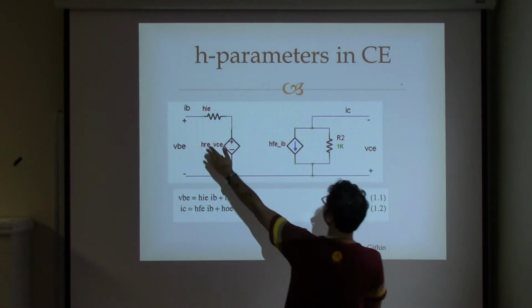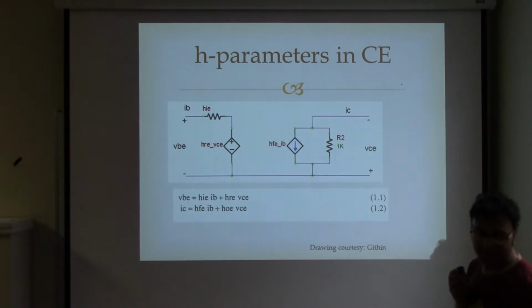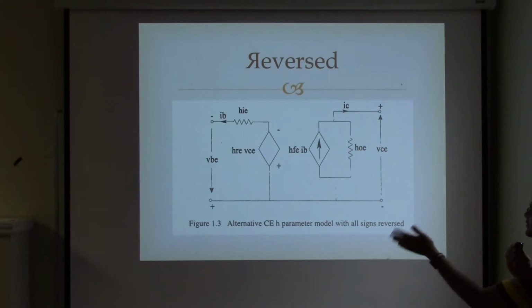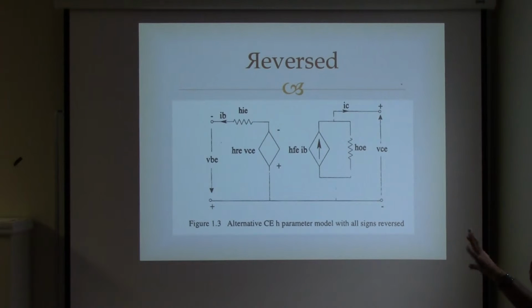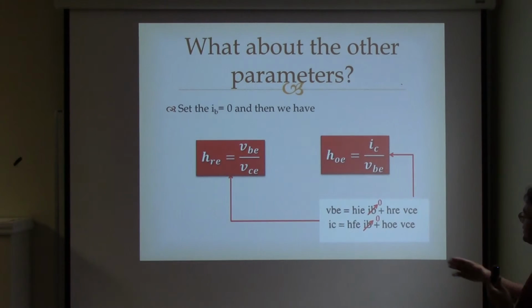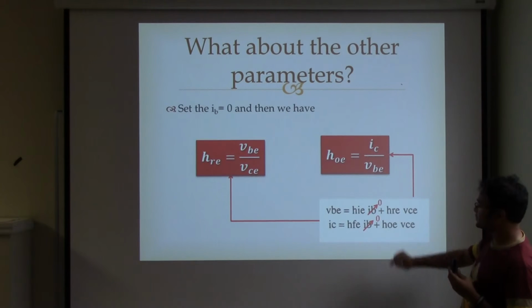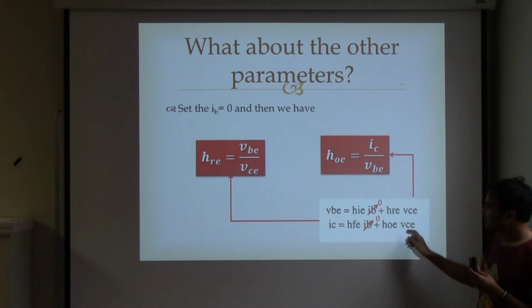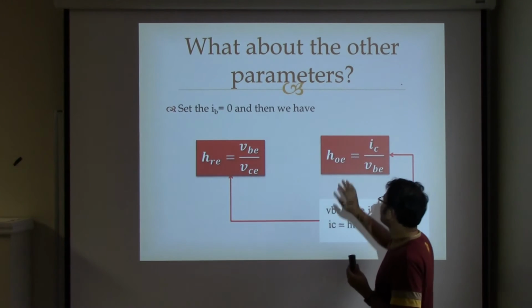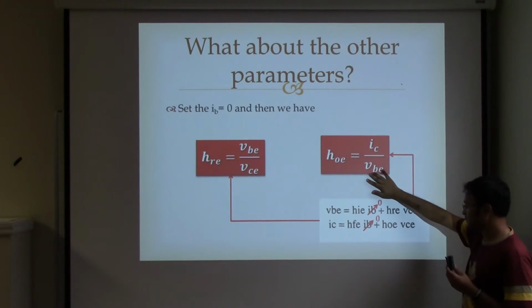Here IB, the directions, and you should compare it with this one. So it's reversed, but however you can do the same measurements and we can get the results. So what are the other parameters? The same equation, we can set the IB to 0. Then we end up getting HRE, which is this, HOE, which is IC over VBE.